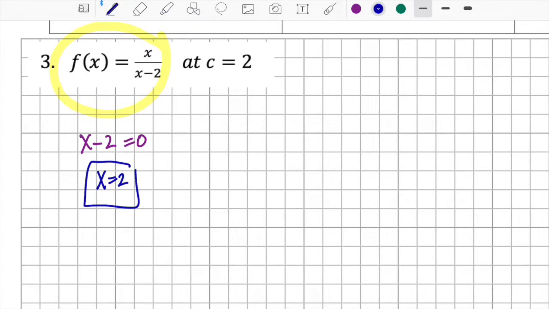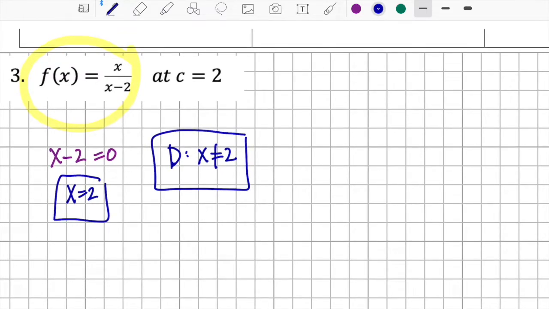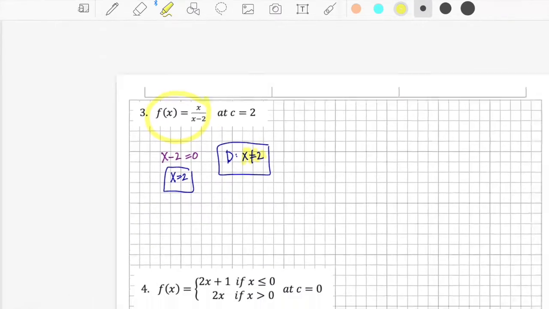So what that tells me is that when x equals 2, the denominator is equal to 0. Therefore, we cannot have a 2 in the denominator. So we say that the domain is all real numbers, but x cannot equal 2. That would be our domain. Here's the thing though. The question is asking us, is it continuous at c equals 2? Well, since x cannot equal 2, that means that 2 is not in the domain. The c, it's the same thing, is not in the domain, and therefore it doesn't satisfy one of the 3 conditions.